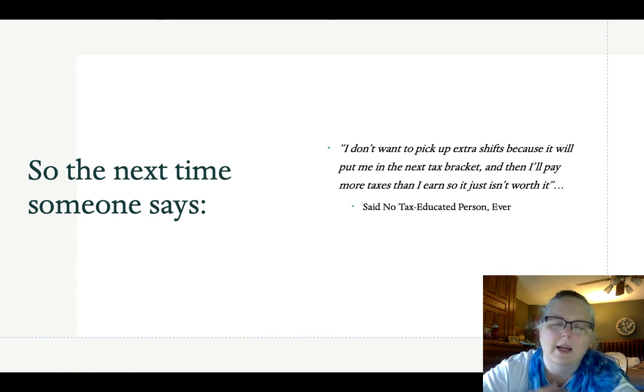When you get bumped up to the next category, your tax rate does in fact increase, but it only increases on the dollars in that particular tax bracket. It doesn't retroactively reach back into the previous tax bracket and change the rate there. So if somebody tells you, yeah, I'm not going to work anything extra because I'm right up against that tax bracket where I'd have to pay more, and it wouldn't be worth it because I'd pay more in tax than I earned, they're full of it. They don't understand how it works. And you can explain it to them now.